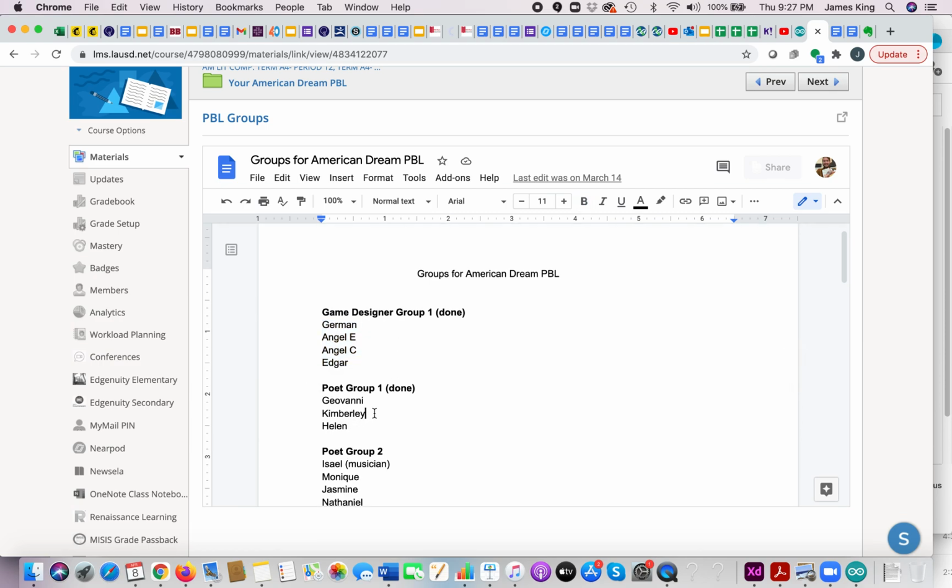Similarly, Helen, Kimberly, and Giovanni are all working together to create a poem that communicates something about the American dream in the present and something about the American dream in their chosen time period. You have a lot of creative freedom in terms of what your product looks like. So use that creative freedom and make something that you are really interested in. I will be available to answer questions on Schoology Messenger.